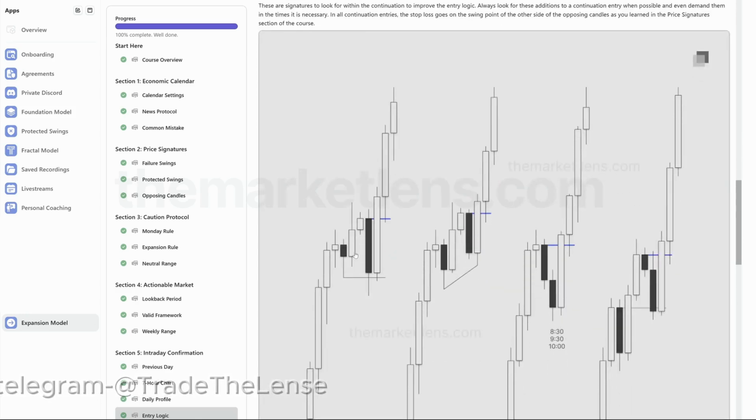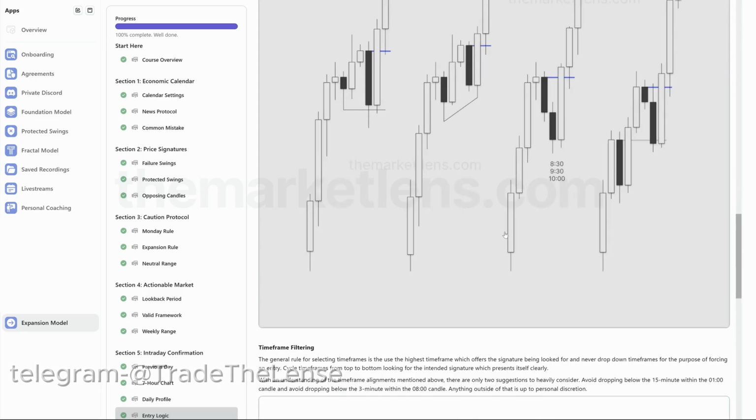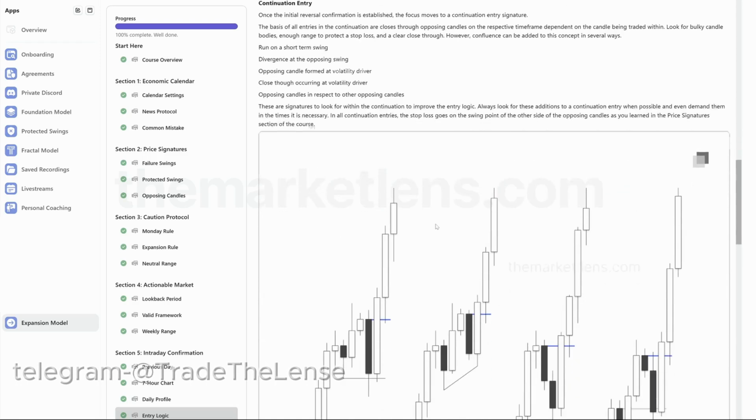So we can pair in the continuation, short-term swing, run that out, close above, that's confluence. Divergence at the low, close above, that's confluence. Stop will go at that low. Opposing close candles, either formed or closed above at a volatility driver, that's confluence, or in respect to other opposing close candles. These are things that we can bring together to make this a little bit more meaningful, and you can look for these alongside your entries in the continuation, again in respect to the time frames above.